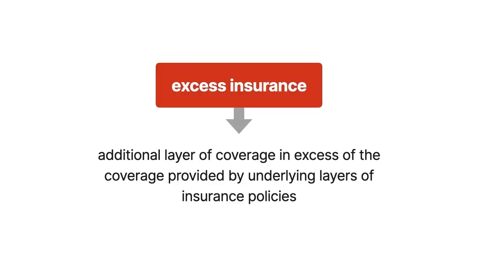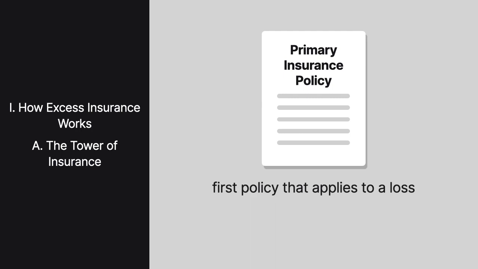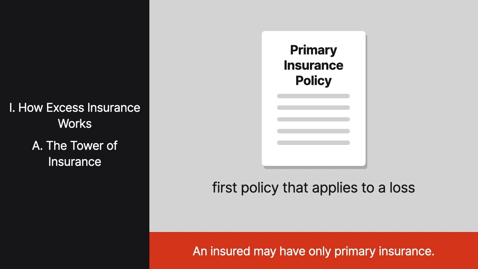Excess insurance is insurance that provides an additional layer of coverage in excess of the coverage provided by other underlying layers of insurance policies. In this lesson, we'll look at how excess insurance operates. The primary insurance policy is the first policy that applies to a loss. An insured may have only primary insurance for a particular loss.